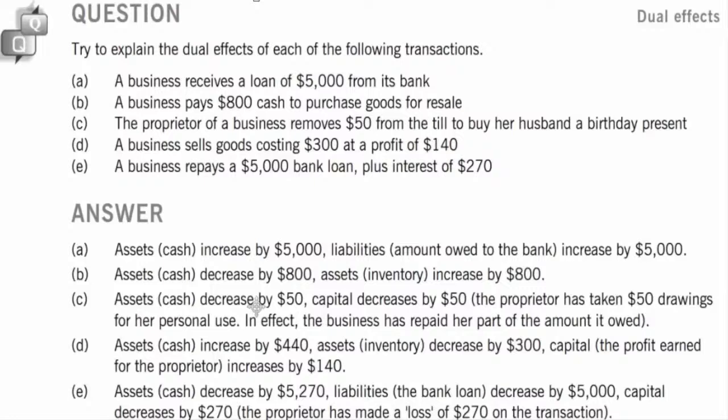To sum up, cash goes down by $5,270. Liabilities go down by $5,000, the loan amount, and capital goes down by $270, reflecting the loss from interest paid.